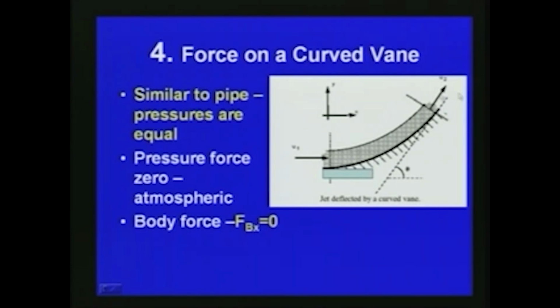Now let us consider a control volume. In this slide you can see a jet coming and being deflected by a curved vane. This is the vane and the jet is coming like this. The velocity of the incoming jet is u1, and after being deflected by the curved vane it is u2. The x direction is here and the y direction is here, and the angle of u2 is theta with respect to this line.